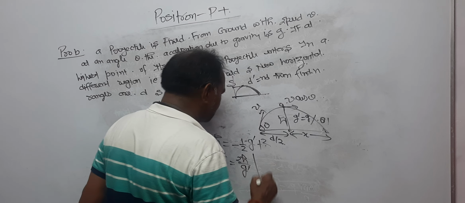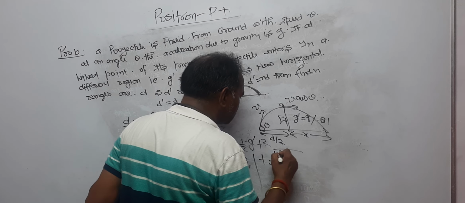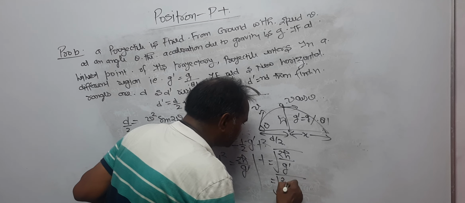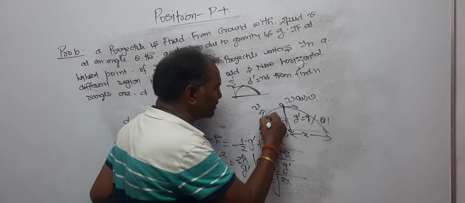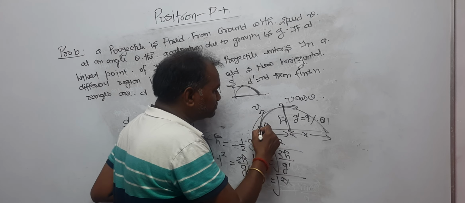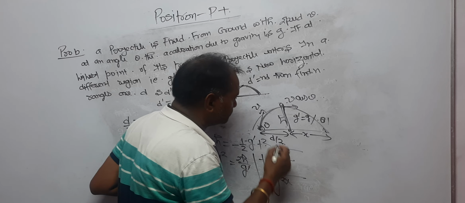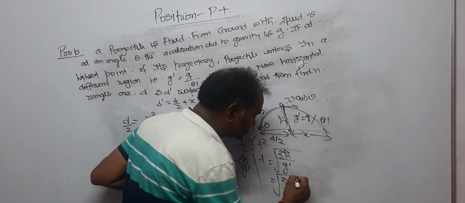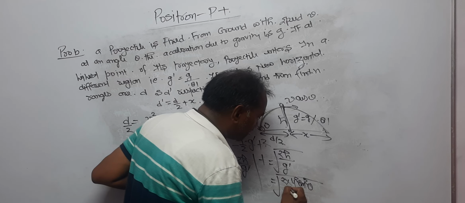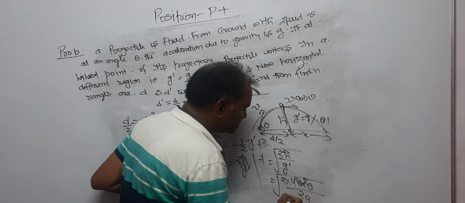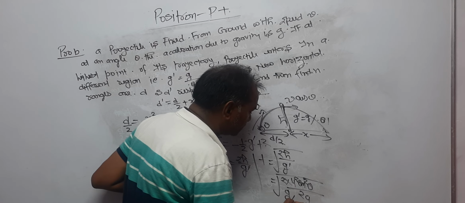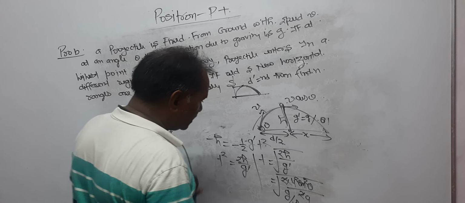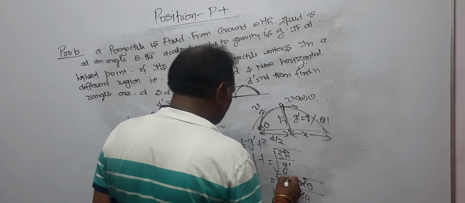Or dear students, you might write t is equal to root 2h upon g dash. Now what is h? H is the maximum height attained in this first half, which you might write as h equal to u square sine square theta upon 2g. And g dash is g divided by 0.81. The 2 would be cancelled.